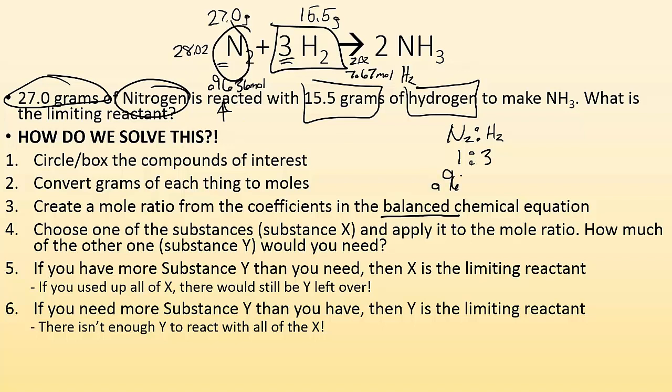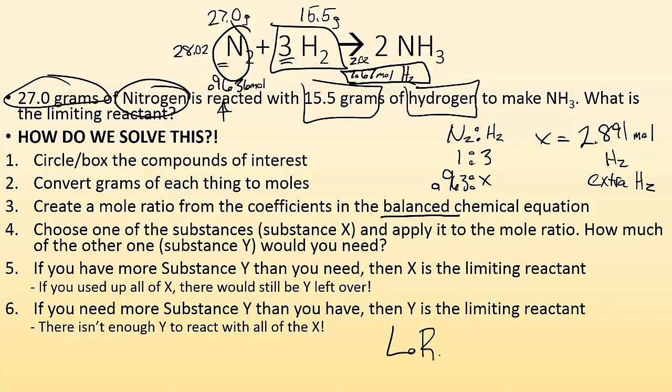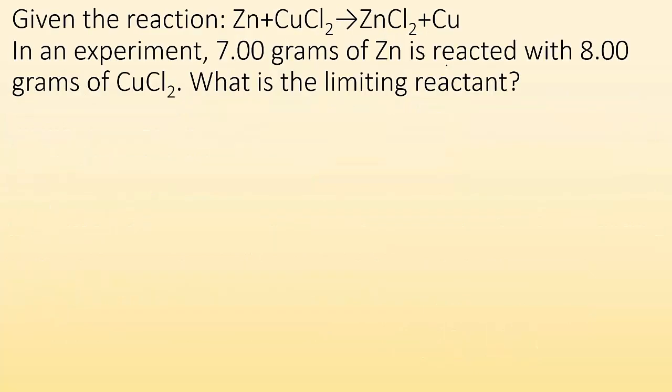So 0.963 is to X. How much X would I need? Well, X will equal 2.891 moles of H2. Now I have 7.67 moles of H2, which tells me I have extra H2, right? So extra H2 means that I've run out of N2. So my limiting reactant would be N2 because I have extra H2. I only need 2.891 moles, and I have more than that. I have 7.67 moles.